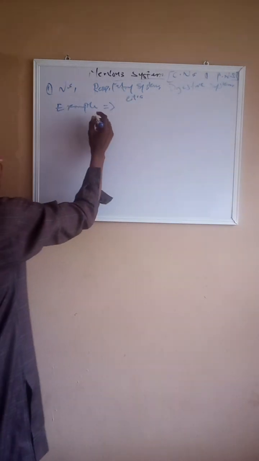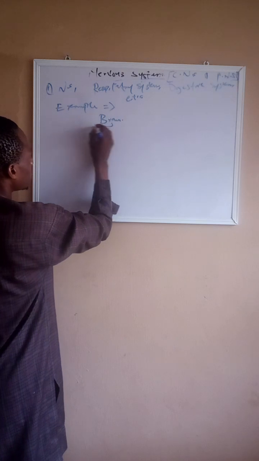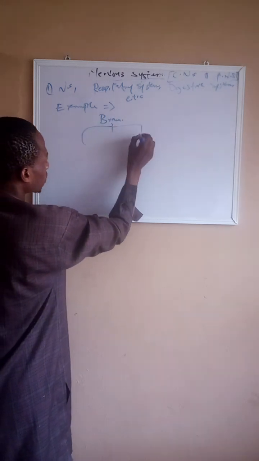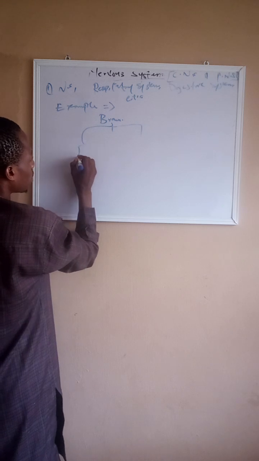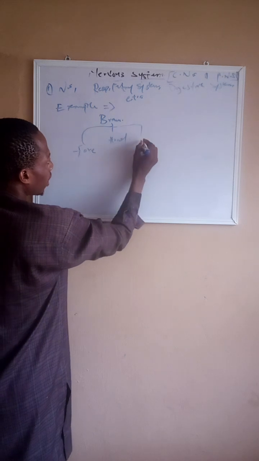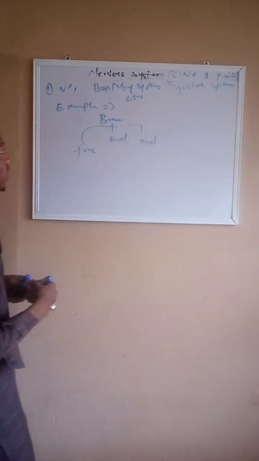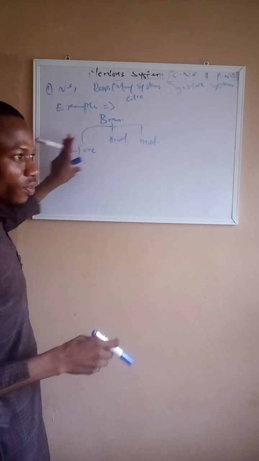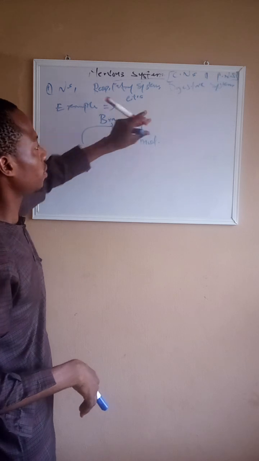So let's now proceed from that place. Brain is divided into three aspects: the forebrain, the hindbrain, and the midbrain. These are the major divisions of the brain.